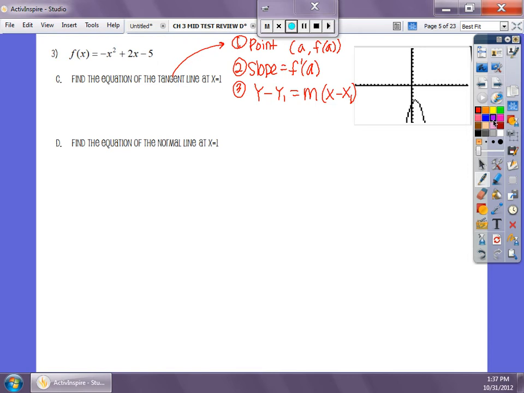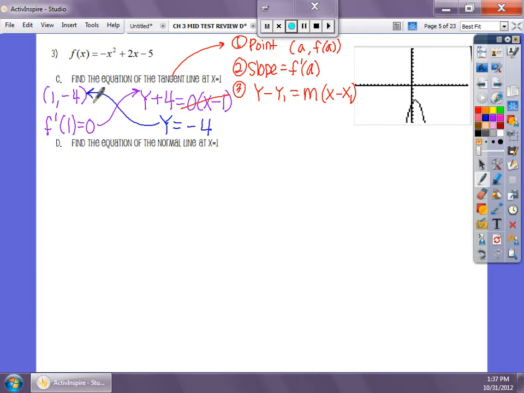Alright, so what I'm going to do is first just write out the 2 steps. So the point that we're using is 1 comma negative 4. I know that because we already did it in previous parts. I already know that f prime of 1 is 0. So when I substitute it in, I'm going to get y minus negative 4, which makes a plus, equals 0 times x minus 1. 0 times anything will cancel. So you actually end up with the equation y is equal to negative 4, which should make sense. That is the y value of the point.